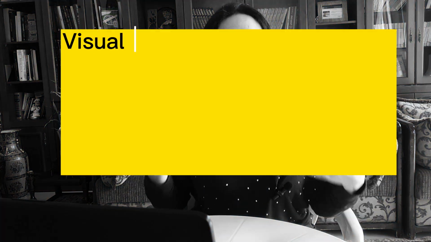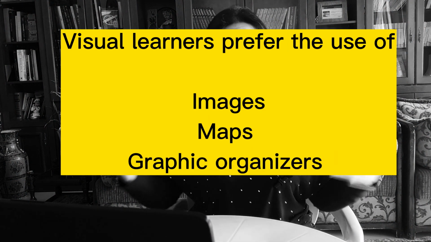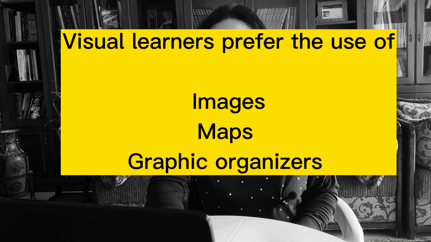So how do they prefer to learn? If you were about to present something to visual learners, these people prefer pictures, diagrams, and movies. So visual learners prefer the use of images, maps, and graphic organizers to access and to understand new information.